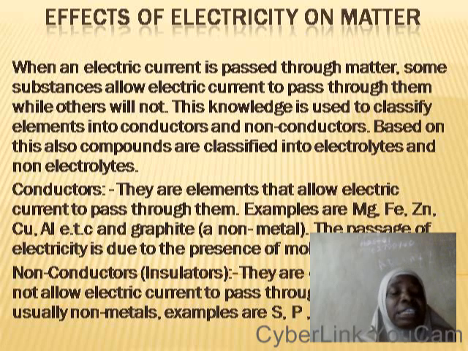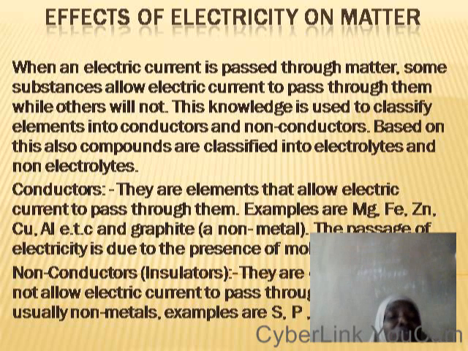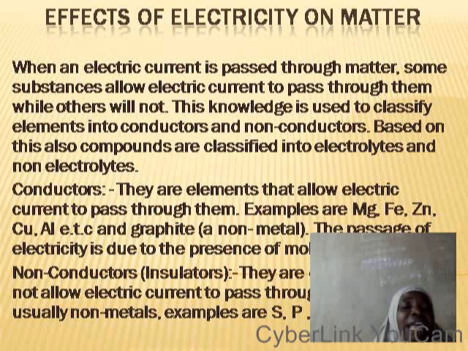Now, the non-conductors are the opposite of the conductors. Another name for non-conductors is insulators. Now, what are insulators? They are elements, I would say substances, that do not allow electric current to pass through them. Examples are sulfur, phosphorus, oxygen, and so on. If you look at them, basically they are non-metals. They don't allow electricity to pass through them.